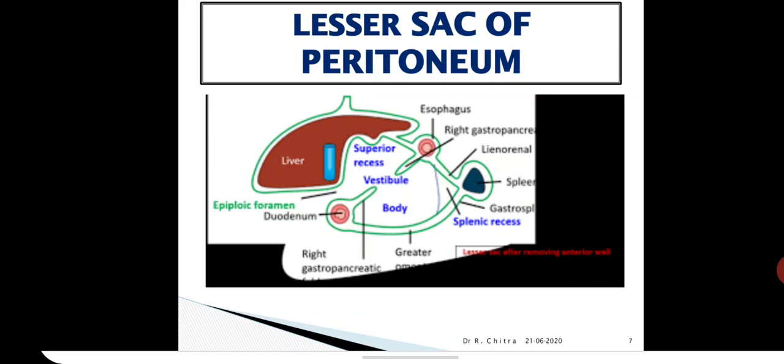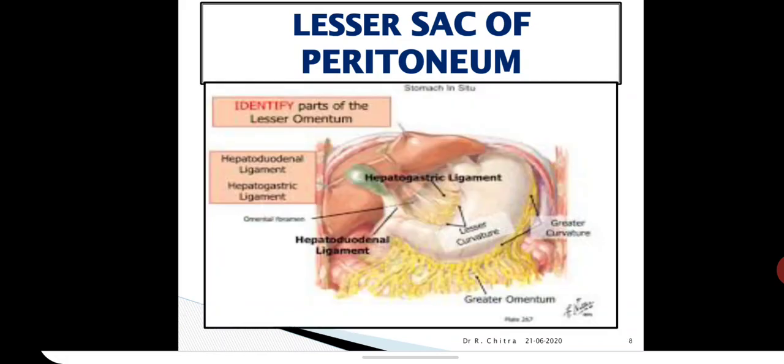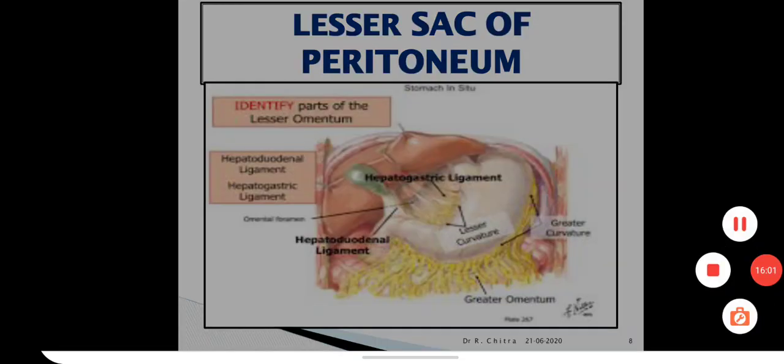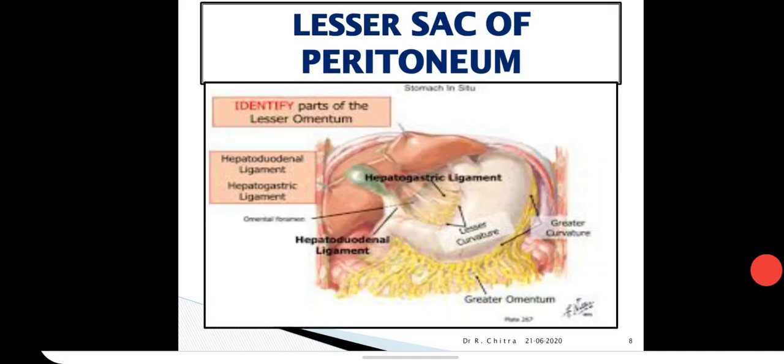So we have completed this lesser sac: situation, boundaries, anterior wall, posterior wall, upper margin, lower margin, right margin and left margin, and also the interior of the lesser sac of peritoneum in detail. And we have added a note on the development of the lesser sac also. I think you have understood this lesser sac of peritoneum clearly, so that this may be asked as short notes for the first MBBS students. The remaining peritoneum we will continue with the next class.